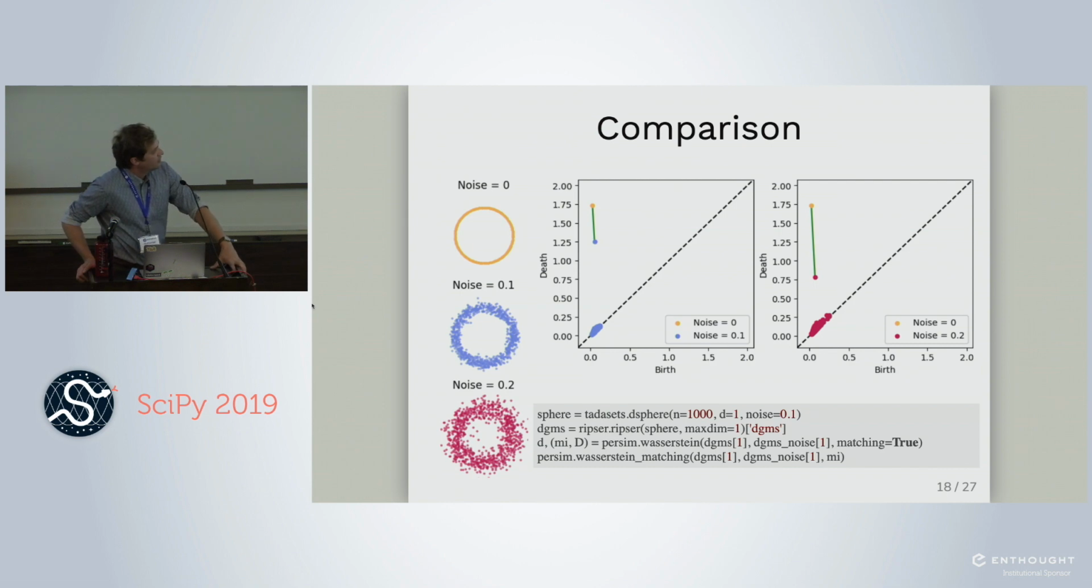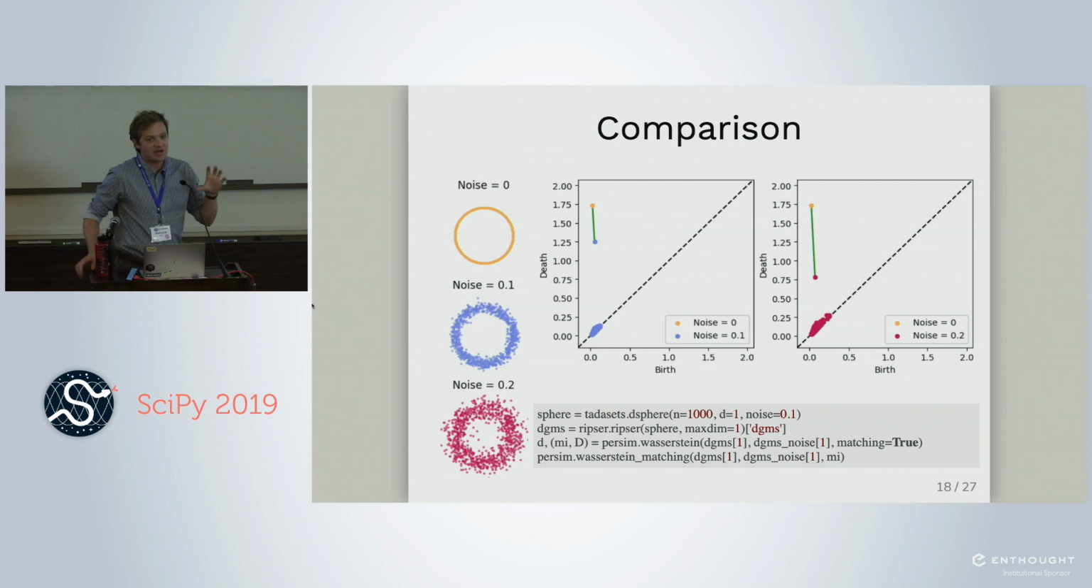So I'm showing 3 loops here with varying levels of noise, and then just plotting the one-dimensional persistence diagram for each of these loops. Then comparing the first loop, which is just a perfect circle, with the second one, and then the first one with the third one. And we can see that the distance between the first and the second is much smaller than the distance between the first and the third.